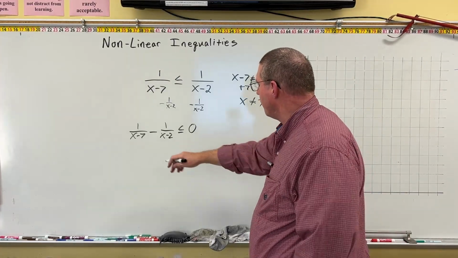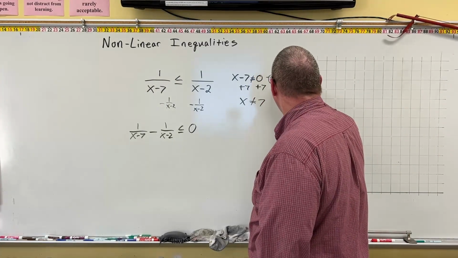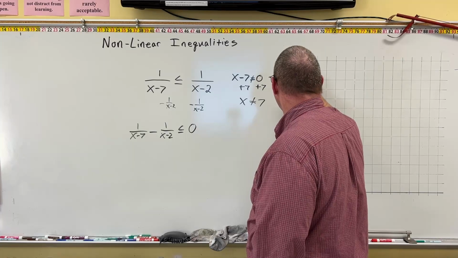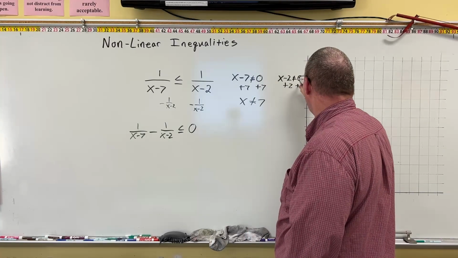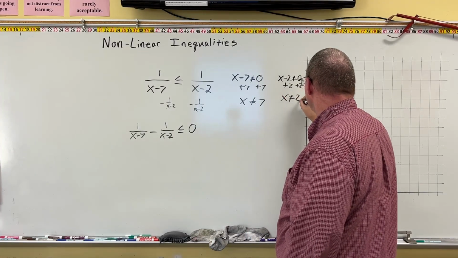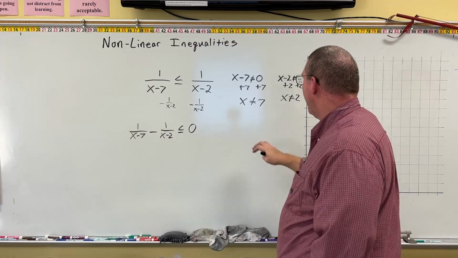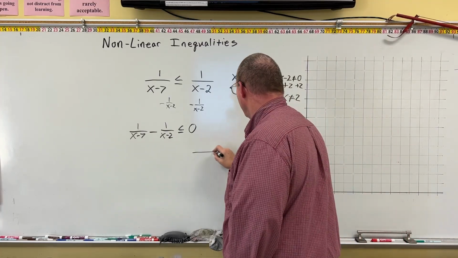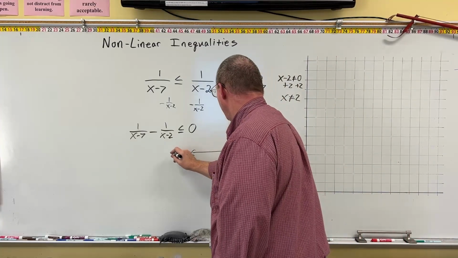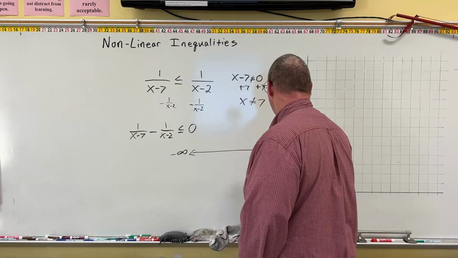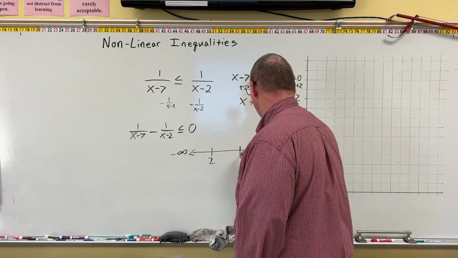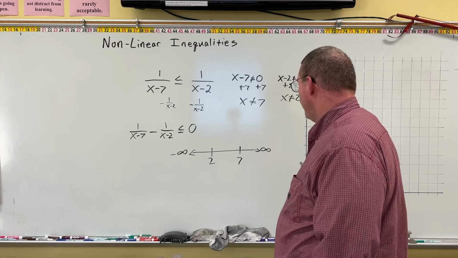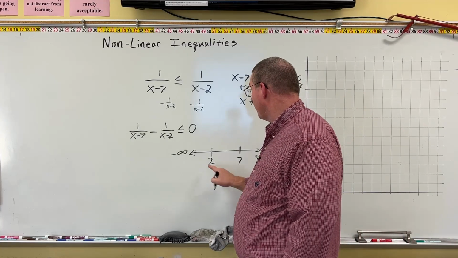But let's go with that over here with x minus 2. Well, we know that x minus 2 cannot equal 0. And so if we add 2 and add 2, we get x cannot equal 2. So our two critical values are 7 and 2. So we'll draw our horizontal line, negative infinity, positive infinity. We'll put a 2 here and a 7 here. And then we're going to plug in something smaller than 2.